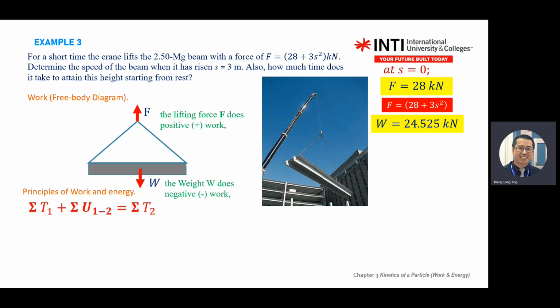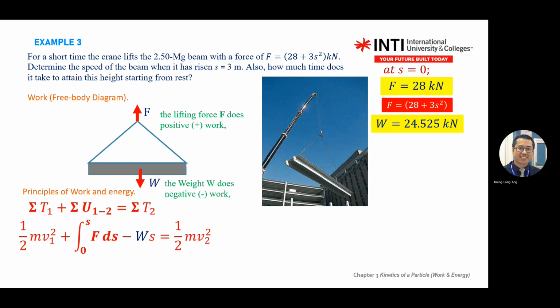Minus W3. Then equal kinetic energy number 2, half mv square. What is the v2? We don't know. We want to find. So this equation you should understand, right? How many unknown you need to solve? You need to solve this one first.